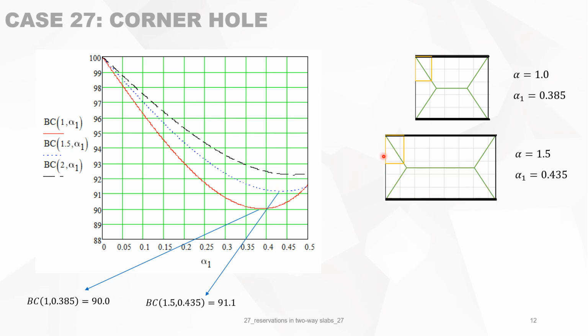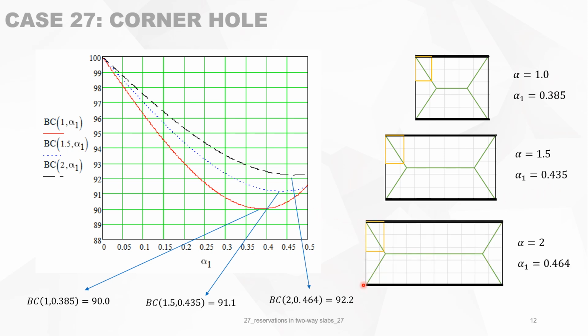When you have the slab with alpha 1.5, then the maximum loss in bearing capacity is at alpha 1 equal to 0.435. Or for alpha equal to 2, we have alpha 1 equal to 0.46, which is giving you the maximum loss in bearing capacity.